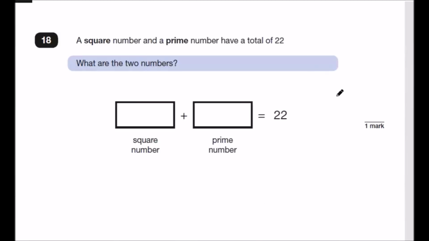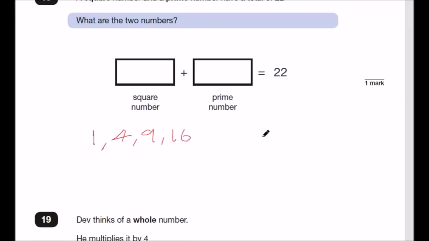So yeah, let's move on, guys, to number 18. So what's it saying here? So we got a square number and a prime number have a total of 22. What are the two numbers? Well, firstly, let's list out square numbers here, up until 22. So we got 1 squared is 1, 2 squared is 4, 3 squared is 9, 4 squared is 16, and then 5 squared is 25. So we don't need that. So we got 4 numbers to choose from.